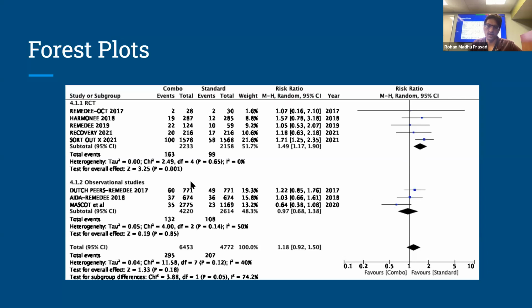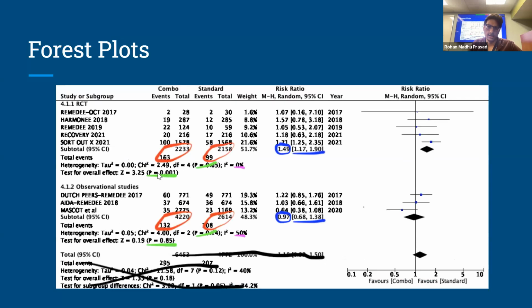Now, after you find these, you want to look at your p-values. The p-value that you want to look at is this one on the bottom line, not this one over here. You can see this one is favoring the standard group, and it's pretty significant because it's less than 0.05, right? It's 0.001. You don't want this p-value right here. You're not going to want to include that one.